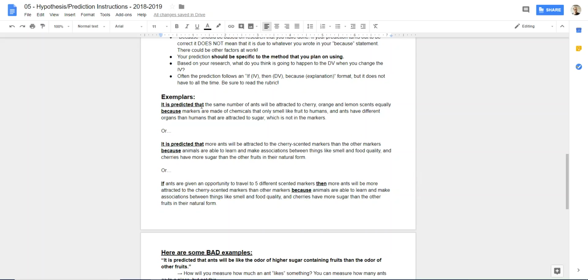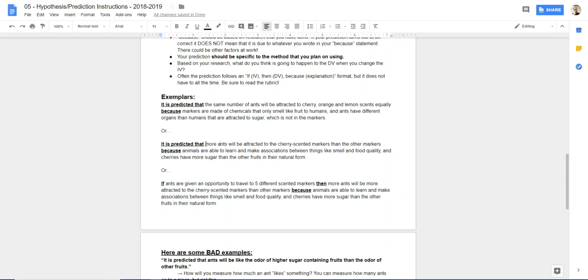So let's get into what makes these good. The first one is good because it's specific about the actual procedure that they're going to do. So it says it's predicted that the number of ants will be attracted to cherry, orange, and lemon scents equally. So this shows me that they're going to be testing these 3 scents. And then it says because markers are made of chemicals that only smell like fruit. So they're going to be clearly testing this with markers. I can see how this is specific to what they're going to actually be doing. And it's telling me exactly what they think is going to happen when they test ants attracted to marker scents.